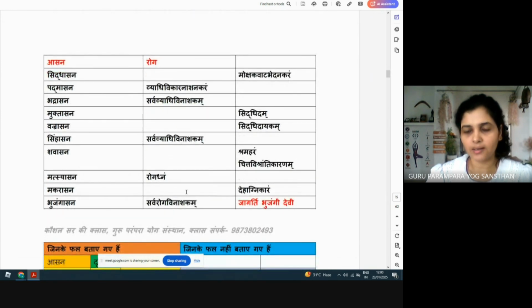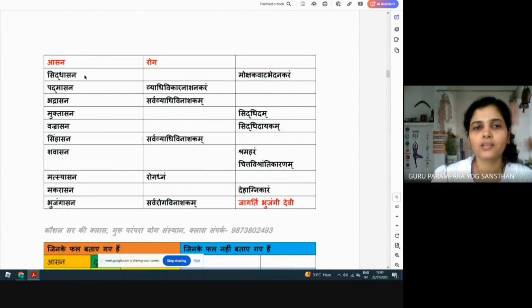This is the chart that you have to make in English, where you write the benefit with the asanas which have benefits. Siddhasana is very famous for Moksha Kapata Vedikam. Use Sanskrit words only for your reference, so you don't make any mistake in your exam. There is no chance that you will lose marks on this question.